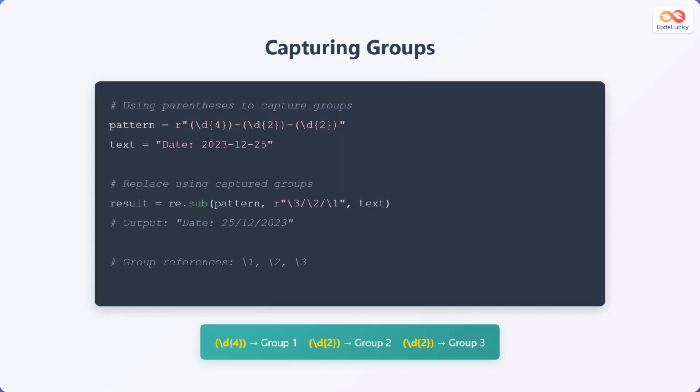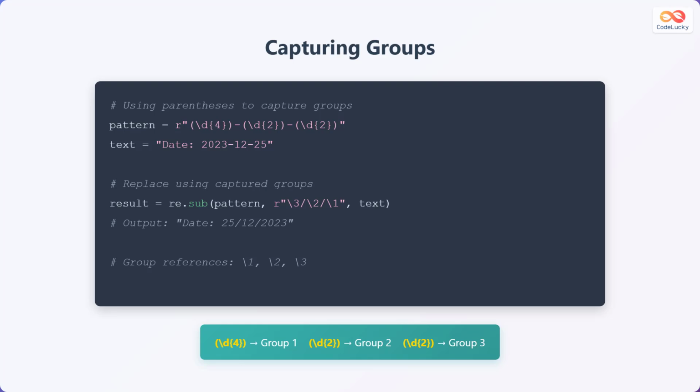Let's understand how to use capturing groups in regular expressions. Capturing groups are created by placing parentheses around a part of your pattern. Here's an example. The pattern is r"(\d{4})-(\d{2})-(\d{2})". This pattern is designed to capture a date in year-month-day format. Let's say your text is "date: 2023-12-25".